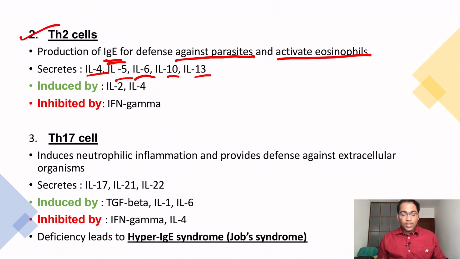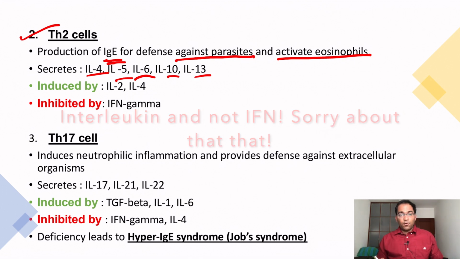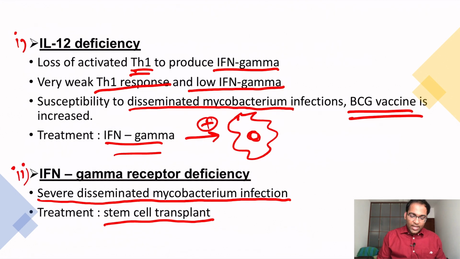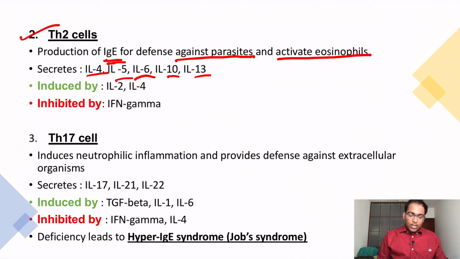And if you remember, T helper 1 is inhibited by interleukin 4 and interleukin 10. Let me go back 2 slides and show you here, exactly here, inhibition by interleukin 4 and interleukin 10. T helper 2 cells are induced by interleukin 2 and interleukin 4. Interleukin 2 is secreted by T helper 1 cells, and T helper 2 is inhibited by interferon gamma.